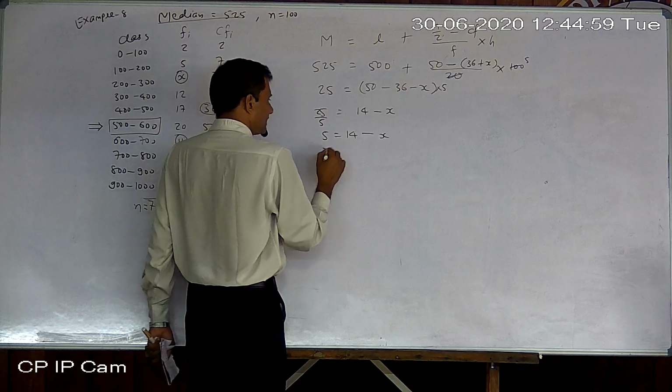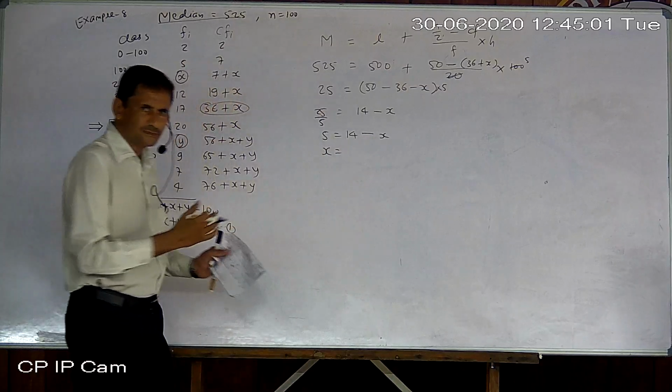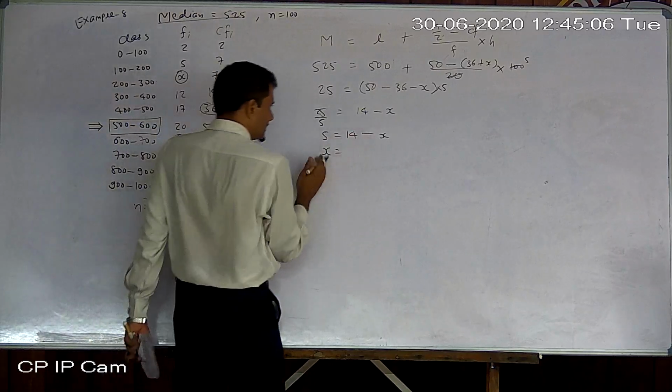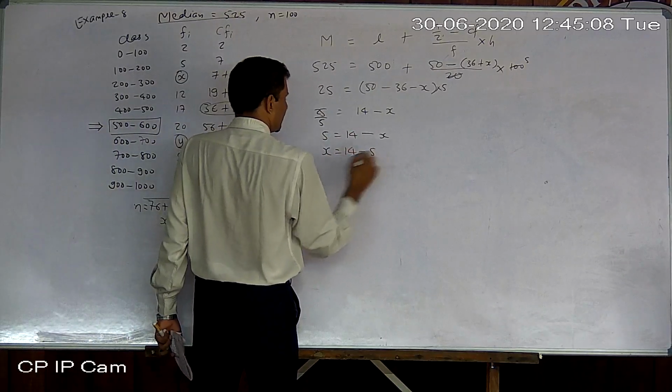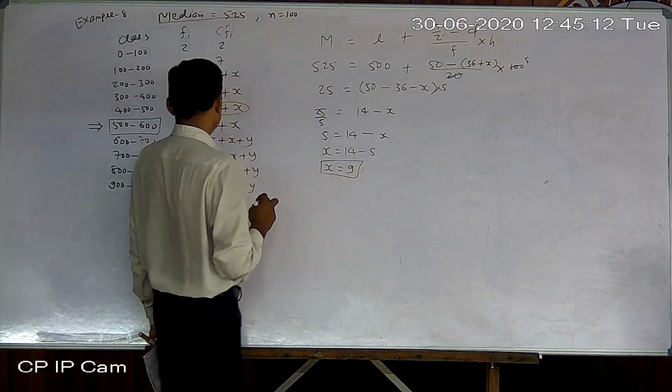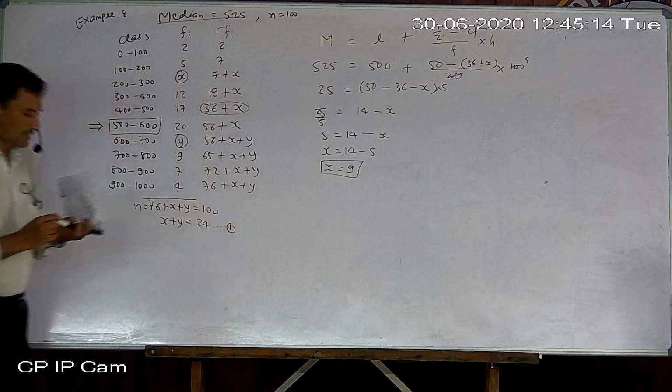Just shift x here. Why is it negative? So just for converting into a positive sign, I shifted it here. So it is 14 minus 5. So x becomes 9. So that is our first equation. Okay, so we got x equals 9.